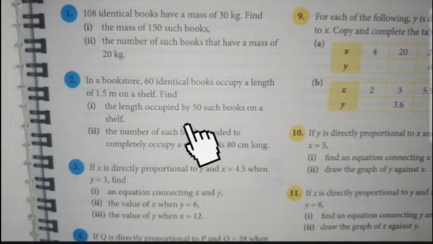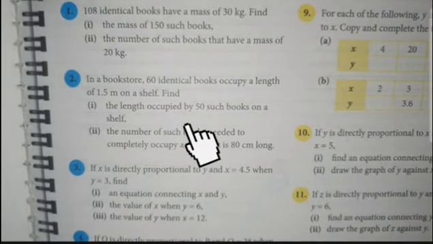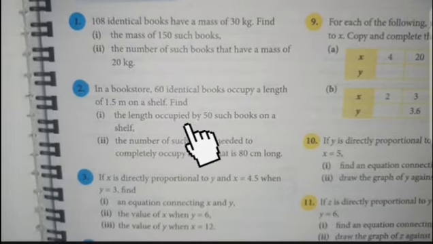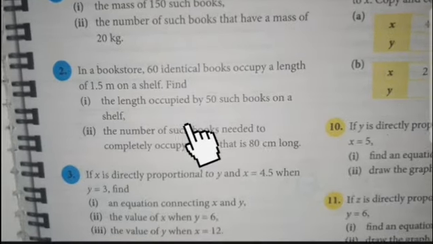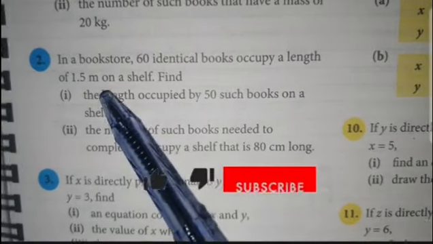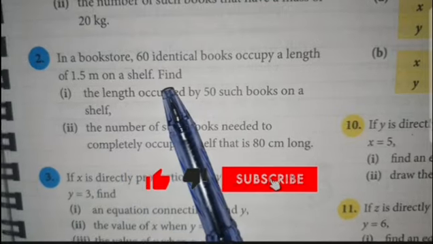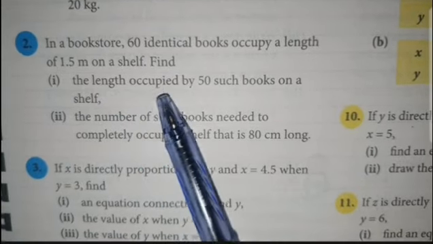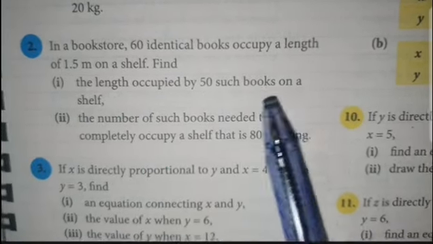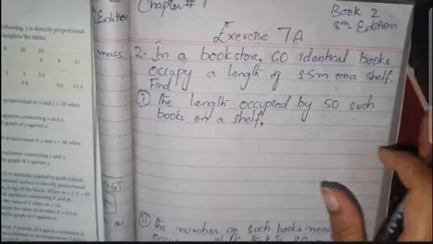This is question number 2. It's exercise 7A, book 2, 8th edition. In a bookstore, 60 identical books occupy a length of 1.5 meters on a shelf. Find the length occupied by 50 such books on a shelf. So we move to books in a bookstore.